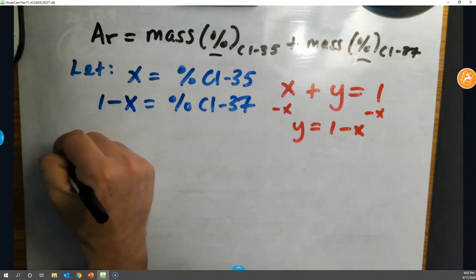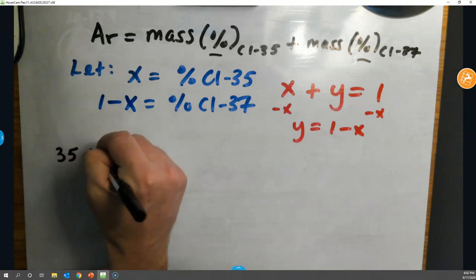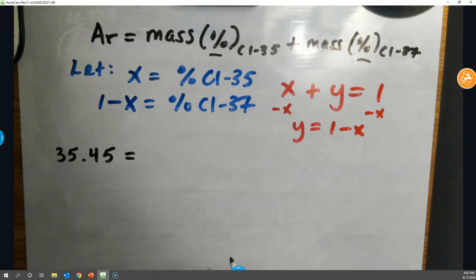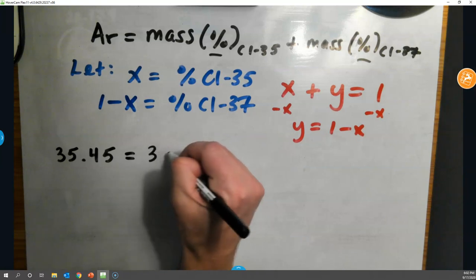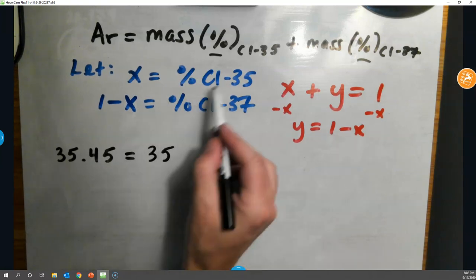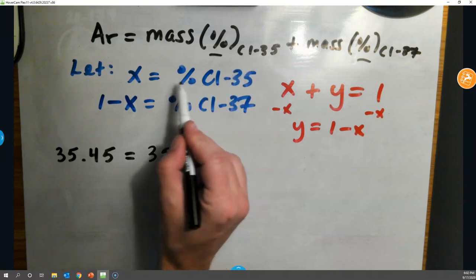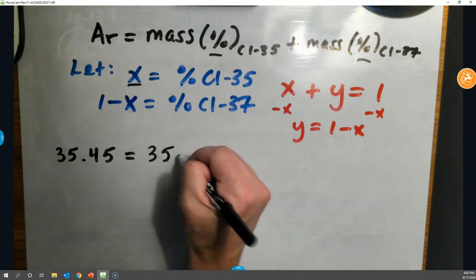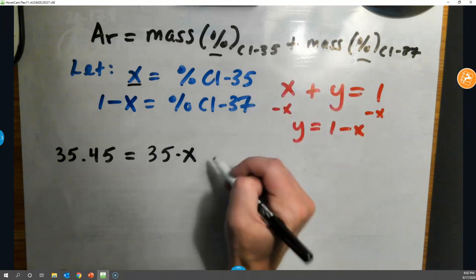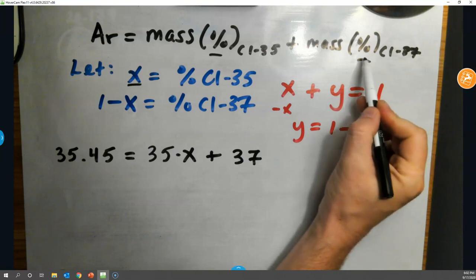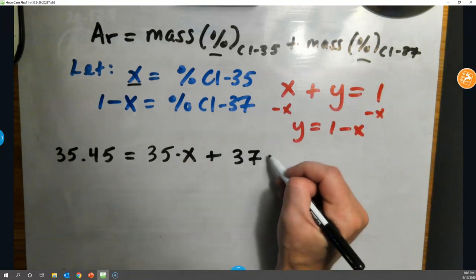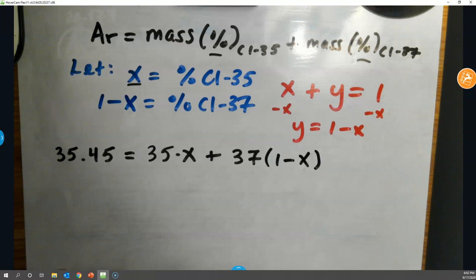The problem told us that chlorine had a relative atomic mass of 35.45 atomic mass units. We're then going to plug in the mass of chlorine 35. We're just going to use the mass number here of 35 times the percentage of chlorine 35, which we call x. To that, I'm going to add the mass of chlorine 37, which is 37, and multiply by the percentage of chlorine 37, which we defined as 1 minus x. Now, it's just a matter of solving for x.